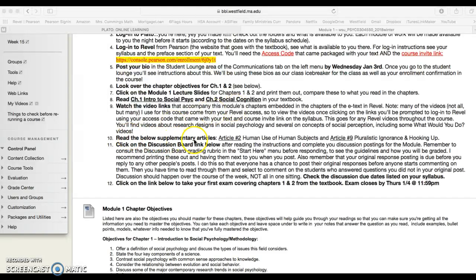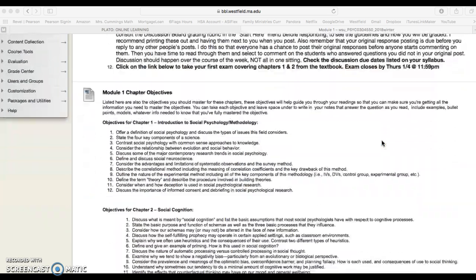So you're going to read those supplementary articles, and then the next thing you would do once you've processed all the information, you've done all the readings, you've read Chapter 1 and Chapter 2, you've read Article 2 and Article 9, which have to do with ethics and research, and social cognition, particularly looking at the concept of pluralistic ignorance and how it affects our behavior. Once you've read all that, then you're ready to go ahead and dive into the discussion.